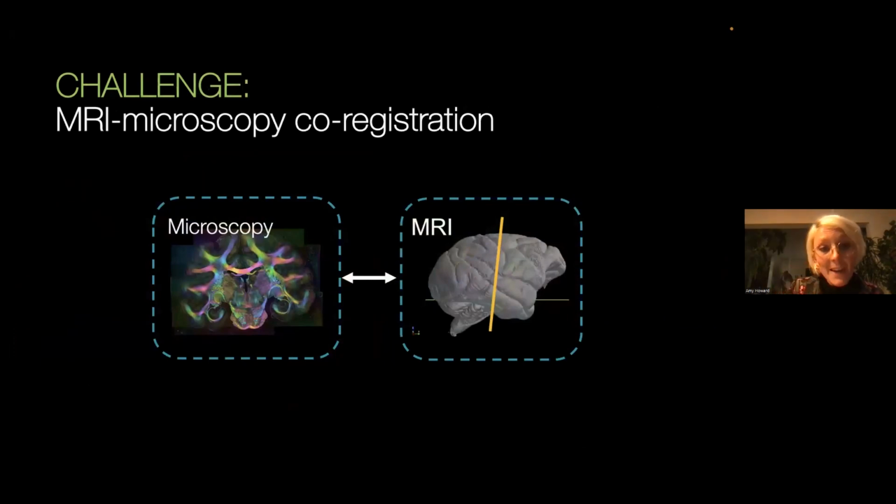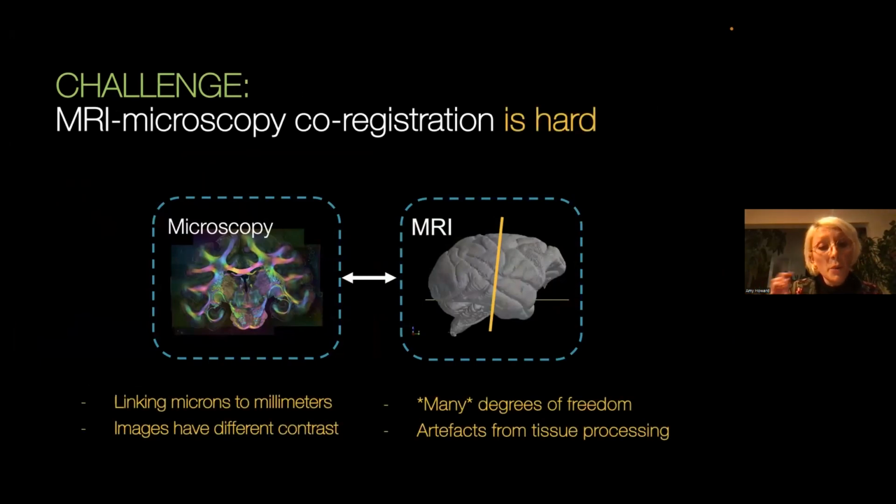So if we want to then relate this microscopy to our MRI, we need to co-register them. And by that, I mean we need to warp our 2D microscopy slide into our 3D MRI volume. And this is really hard. We're trying to link data that is 3 orders of magnitude in scale different, from microns to millimeters. Our images often have really notably different contrast. There are a ridiculous number of degrees of freedom in this optimization. And also the microscopy can have artifacts from tissue processing, such as shrinkage, tears, bubbles, etc.